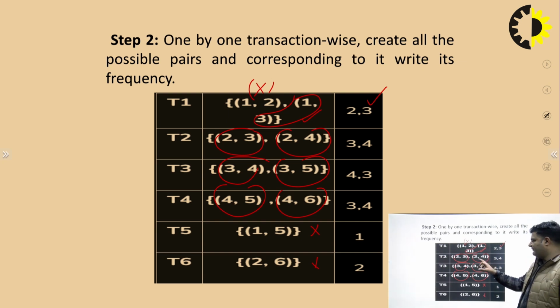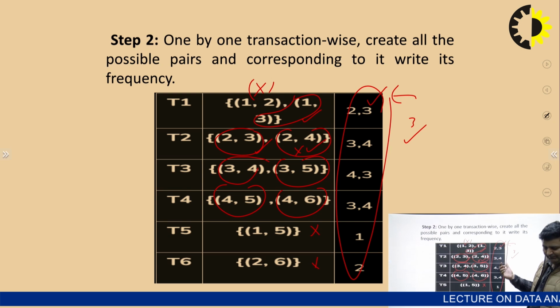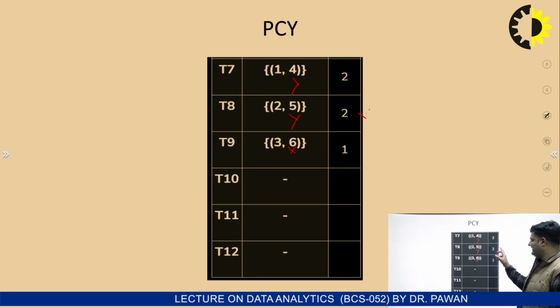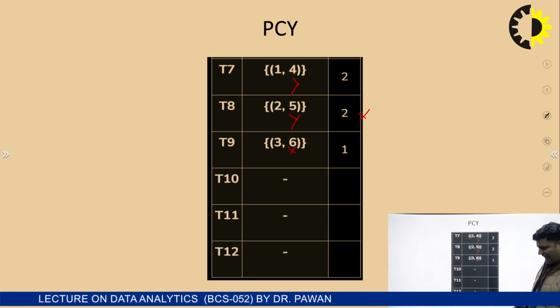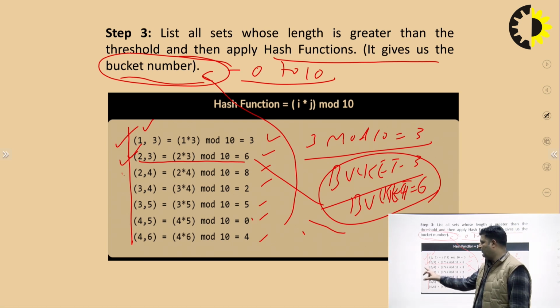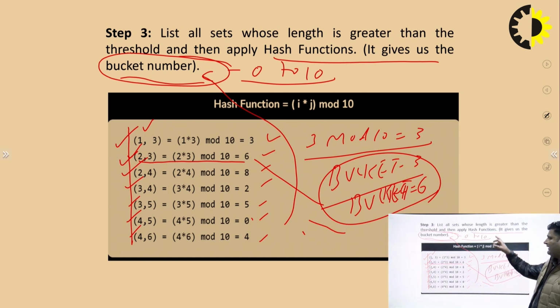And similarly we have the 2 4 pair, and we take this pair. On the basis of this value, we take only those pairs that have a threshold value of 3 or more, and out of this we find the number of pairs. The pairs 2 5 and 1 4 are removed because the value is less than 3. So in step number 3 we take only those pairs that have the value 3 or more. Then we apply the hash function.